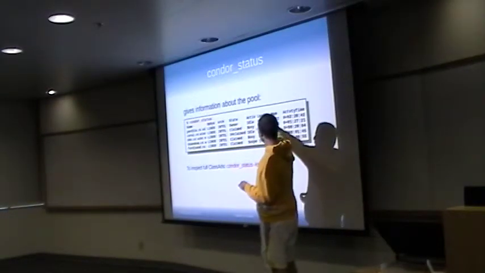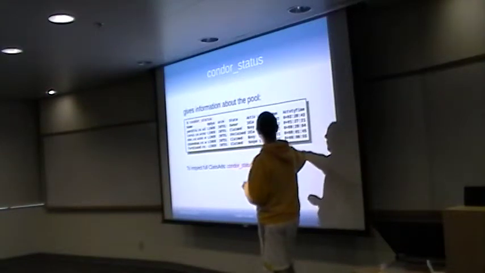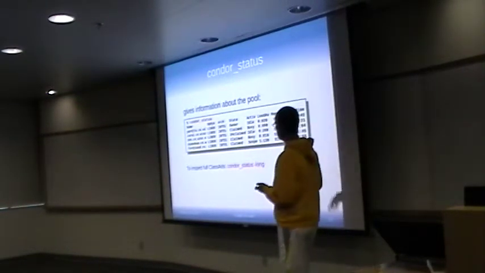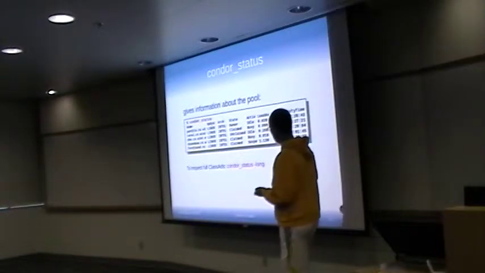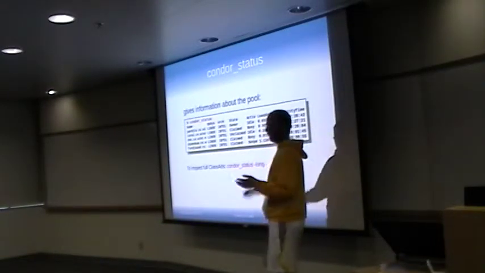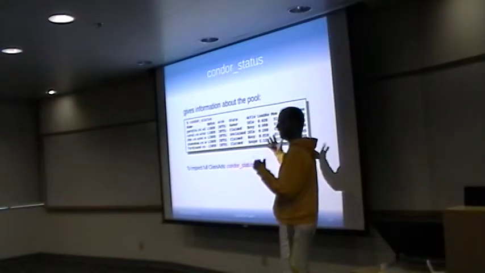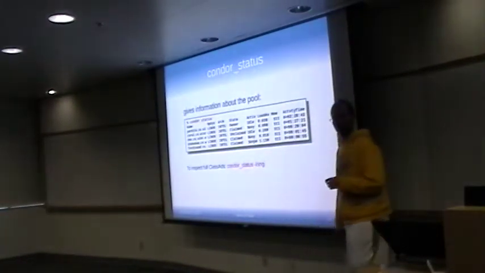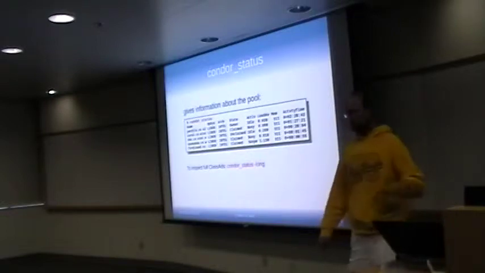How much the node is loaded, how much memory is available, and how long it has been in the state is there. And as before, Condor status minus long will give you the complete class ads, so you can look in detail at what is there. That's especially convenient if you want to figure out why the heck it's not matching.